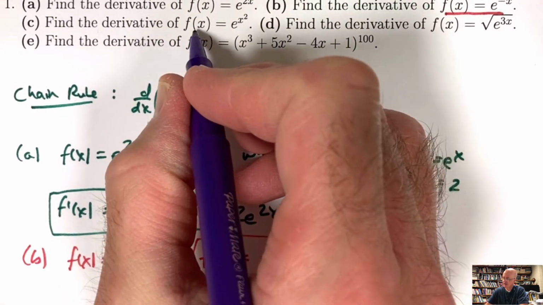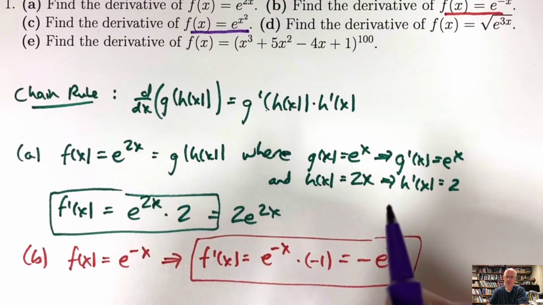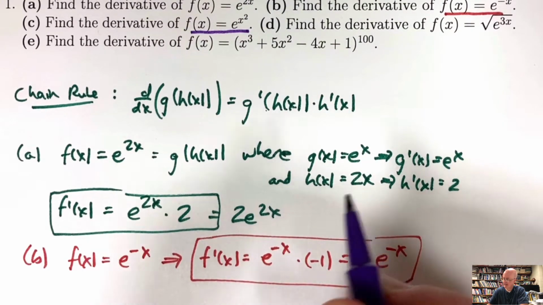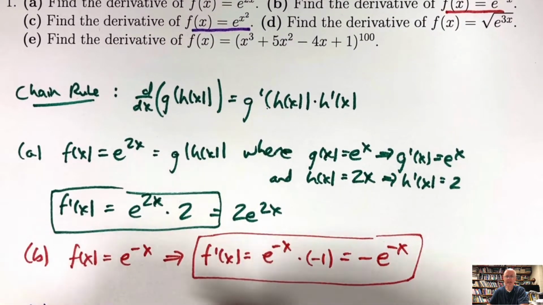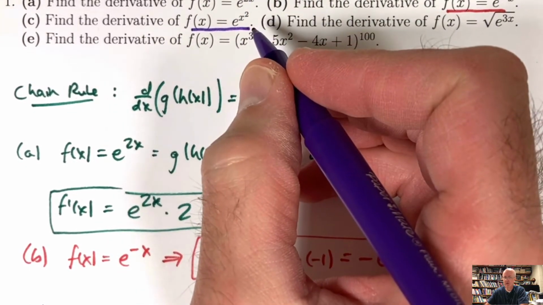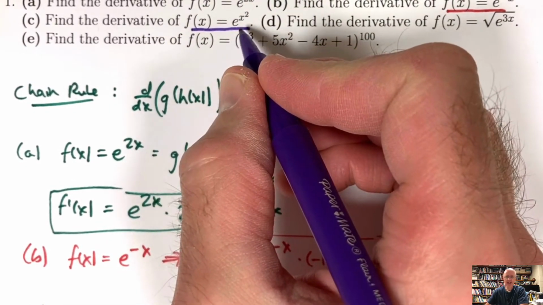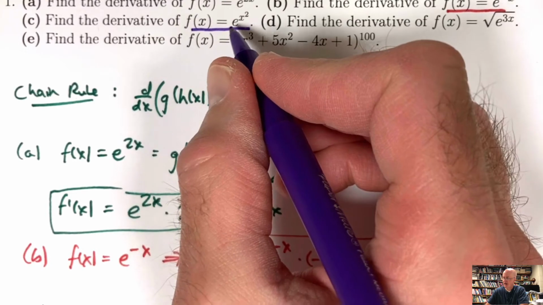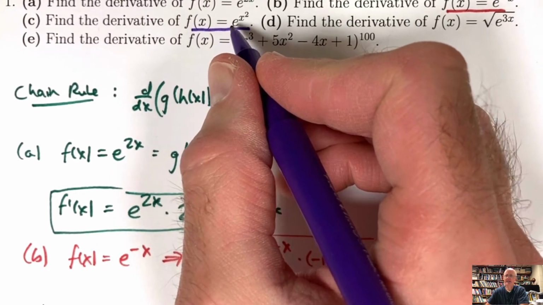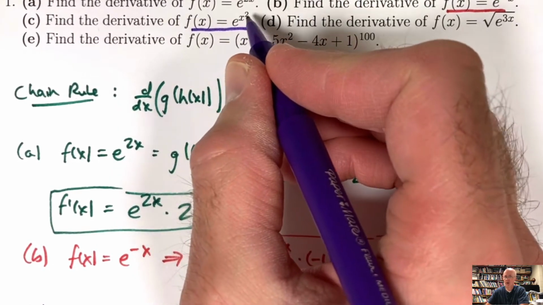Part C is a little trickier. What is the derivative of f of x equals e to the x squared? It's a little trickier because it's easy to misinterpret what you're supposed to do here. When you replace x with a number, are you taking e to the x and then squaring the result, or are you squaring first?